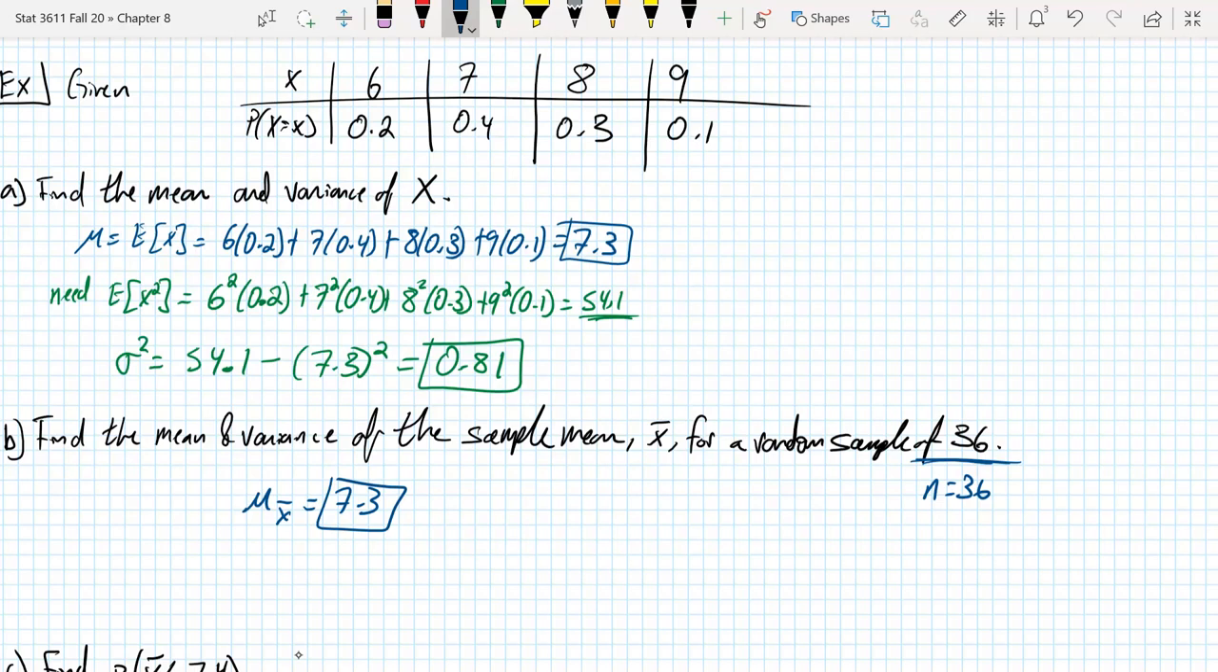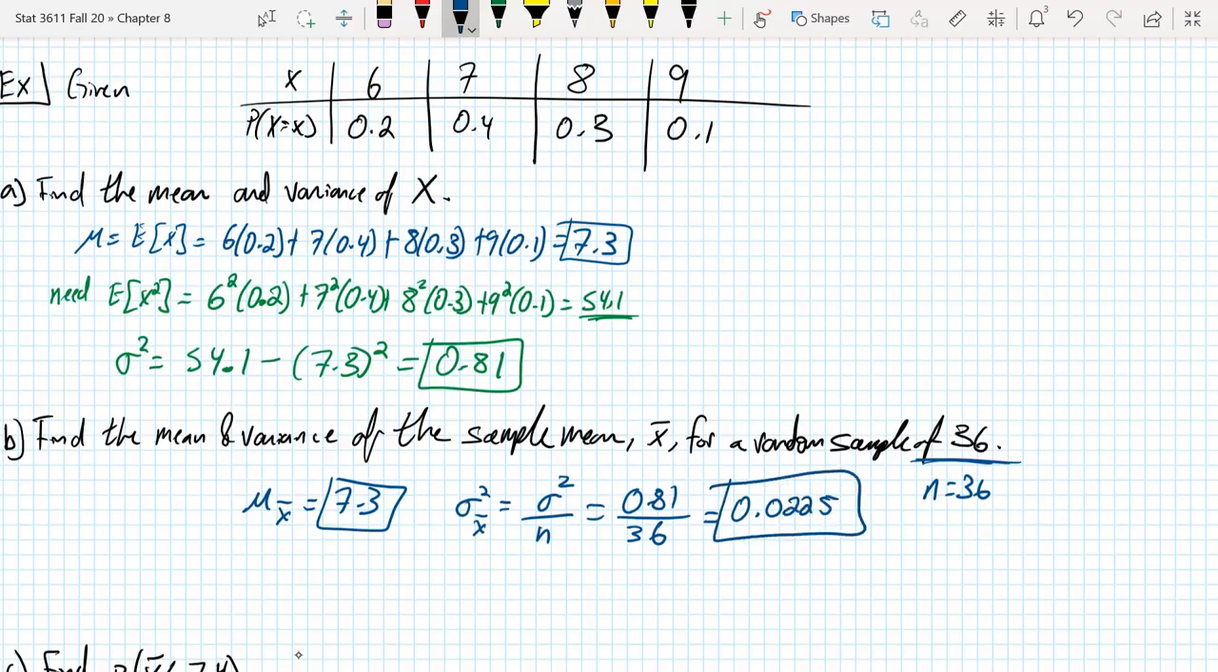And the variance, sigma squared, of x bar is equal to, according to the central limit theorem, sigma squared over n. So in this case, we have sigma squared as 0.81. N is equal to 36, so it's 0.81 over 36. And if I want to get that as a decimal, that's 0.0225. That would be the variance of our sample mean, 0.0225.